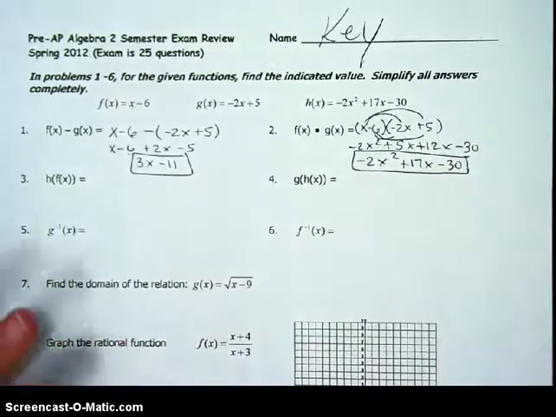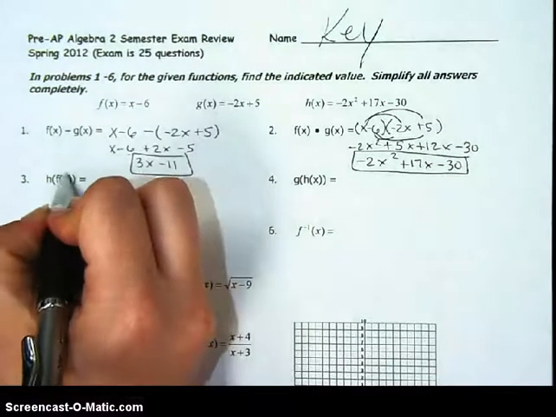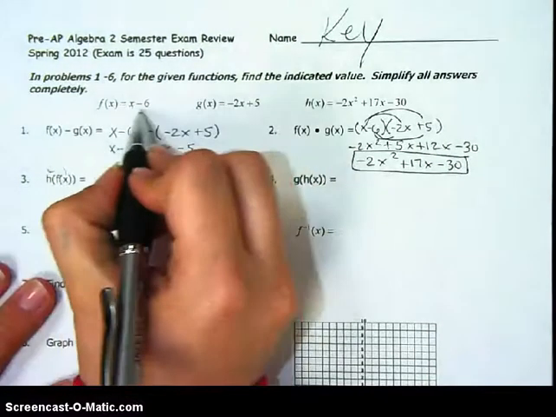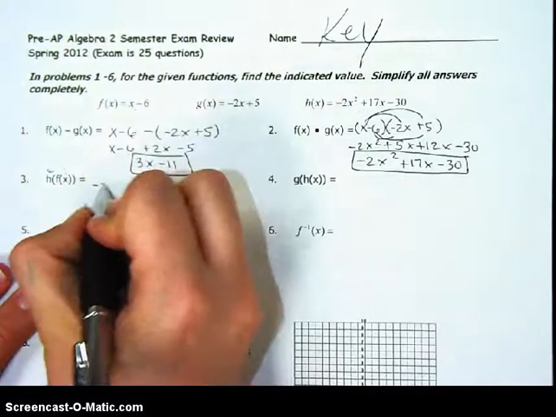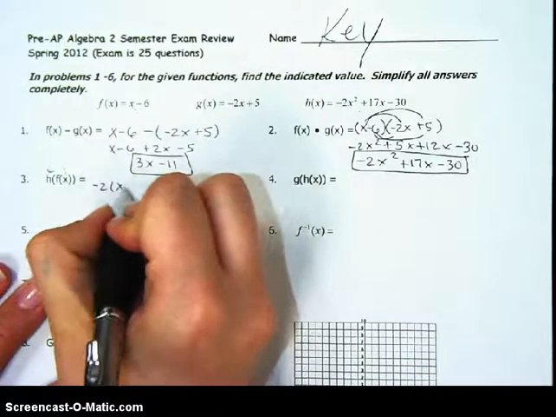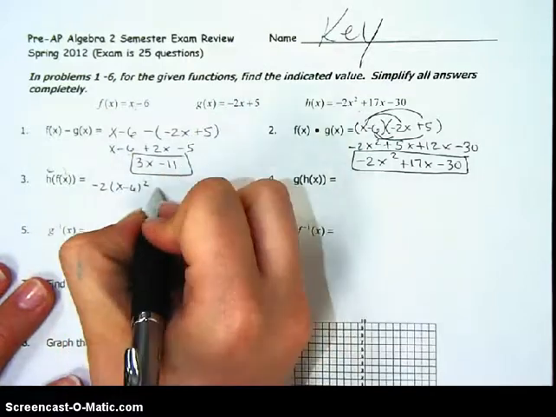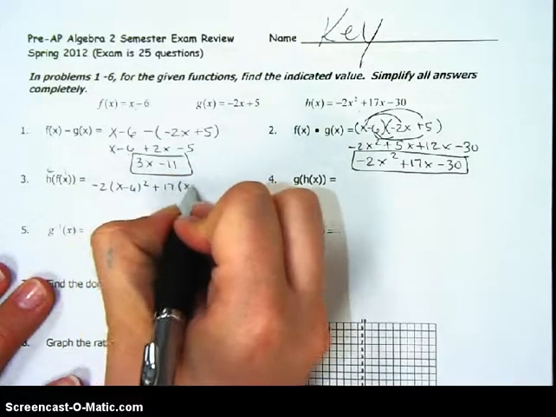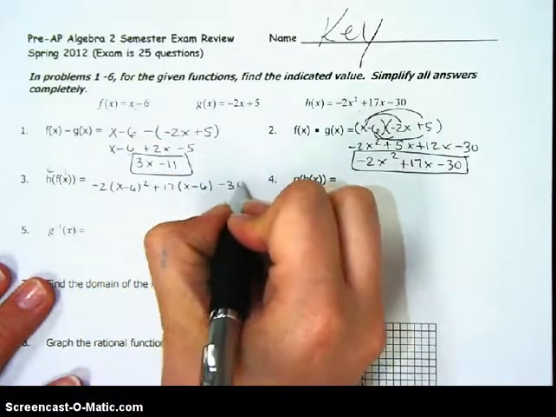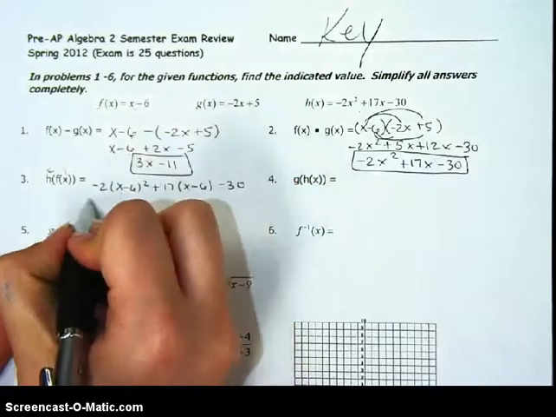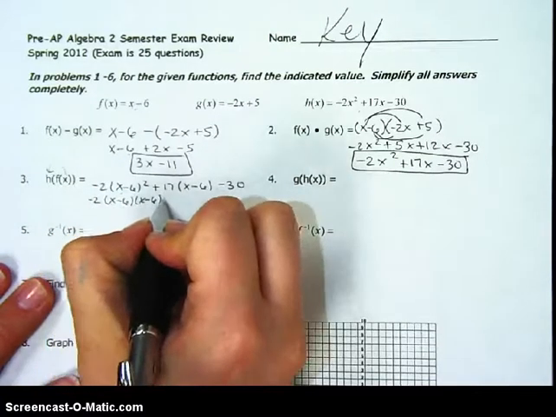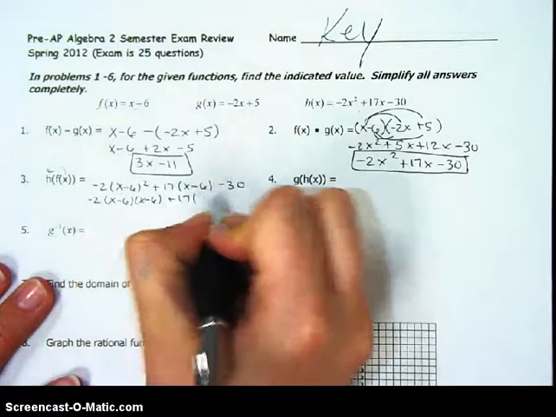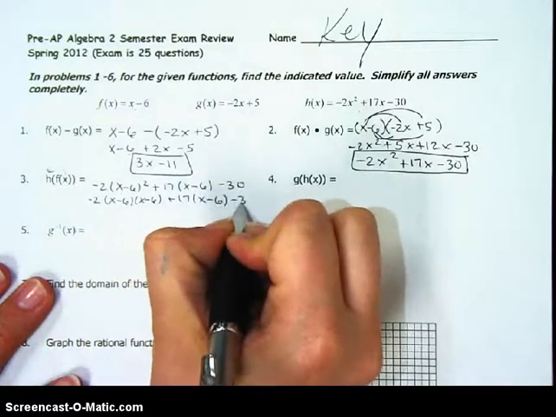F of x into h of x, we're going to put f of x inside h of x. So we're going to take this f of x, plug it into all the x's of h of x. So we'll have negative 2, instead of x we have x minus 6 squared plus 17 times x minus 6 minus 30. We need to FOIL this out, so negative 2, x minus 6 times x minus 6 plus 17. We'll distribute this in a second.